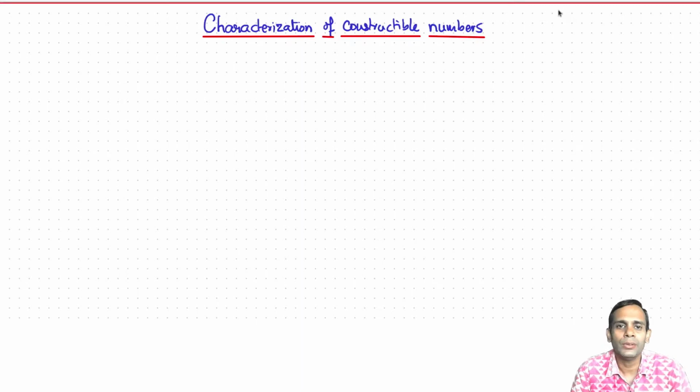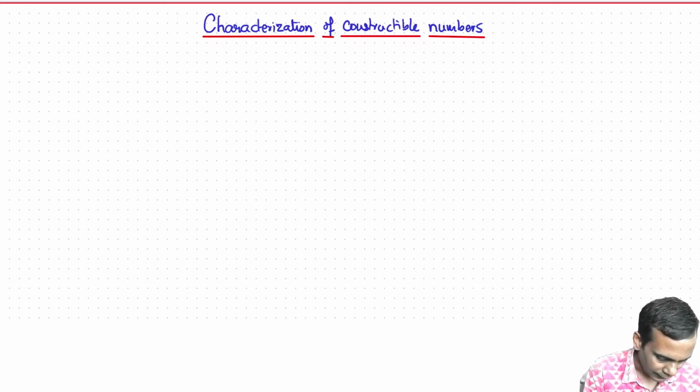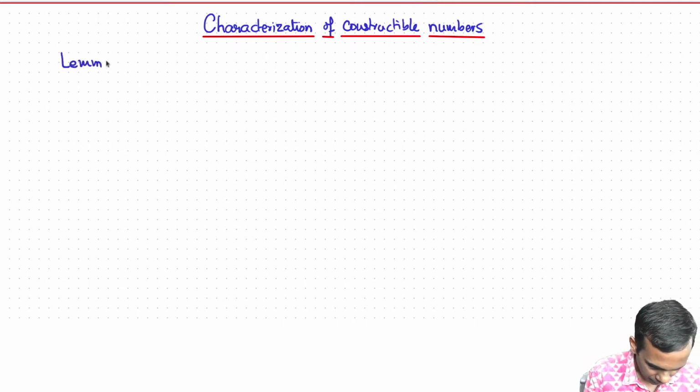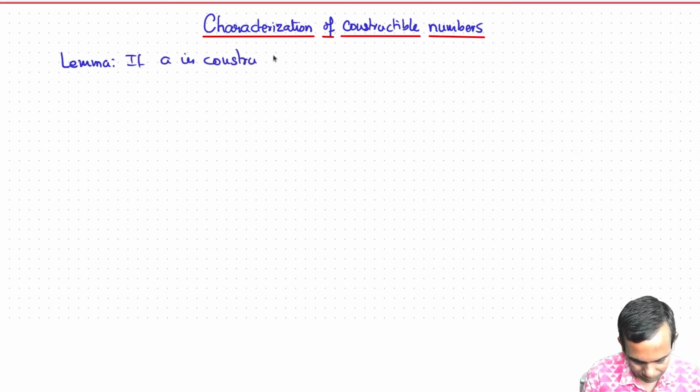We are now ready to describe what all constructible numbers look like in terms of towers of field extensions. There's just one little construction we need before we can put all this into motion, and that is the following: that if you can construct a, then you can also construct square root of a. So let's call it a lemma maybe. If a is constructible, then square root a is constructible.